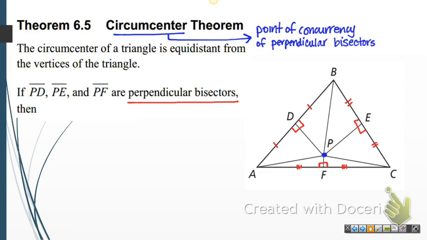In this theorem, point P, which is the circumcenter, is equidistant from the three vertices of the triangle, meaning it's the same distance away from A, B, and C. So these three lines here on the triangle, PA, PB, and PC, should all be the same length.